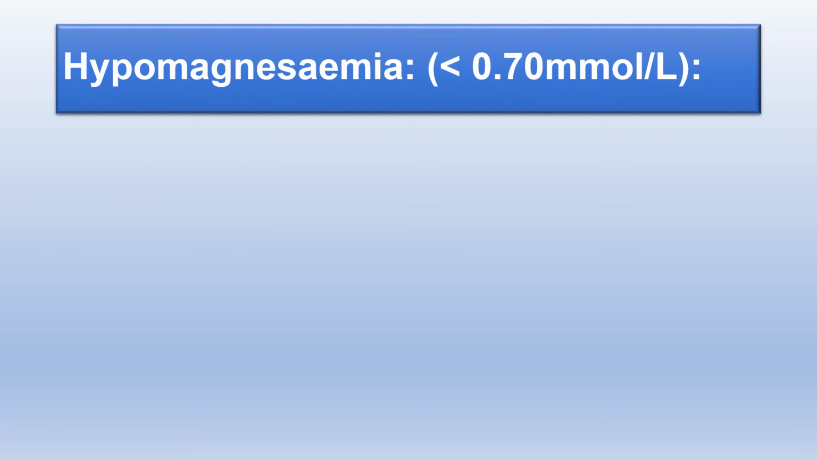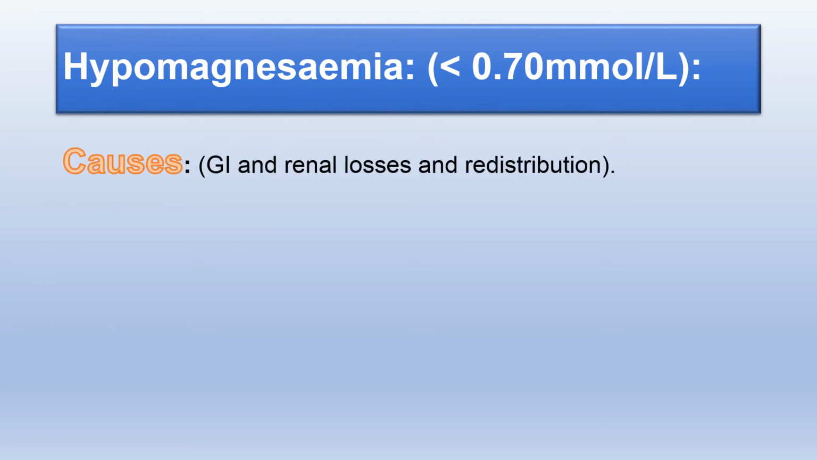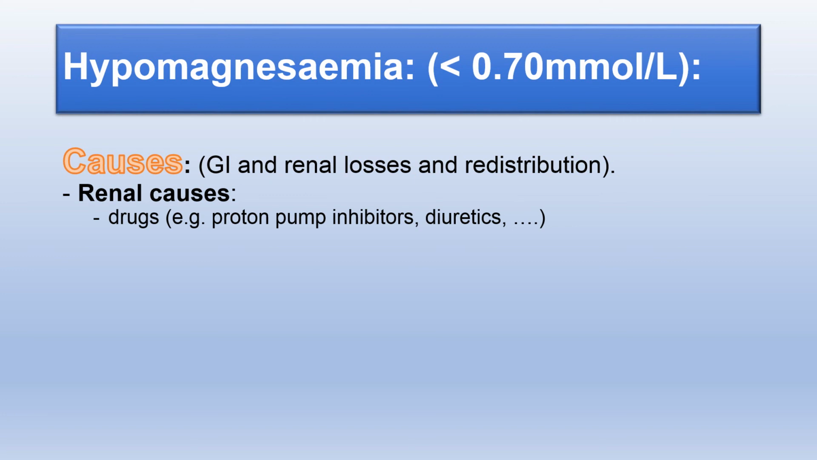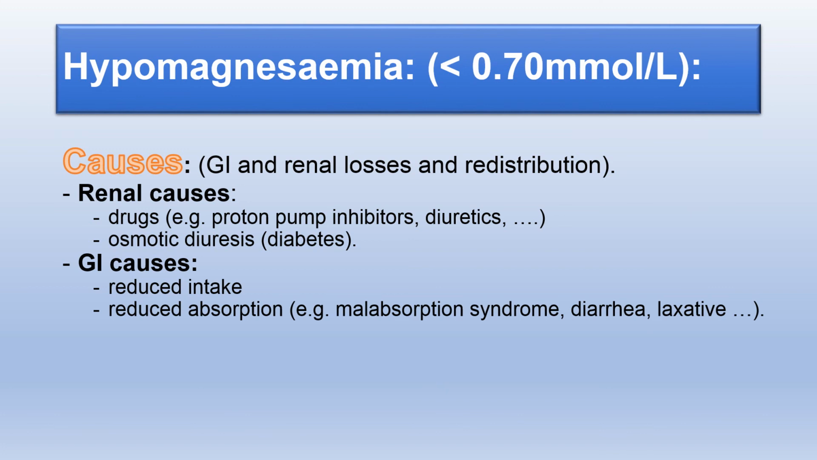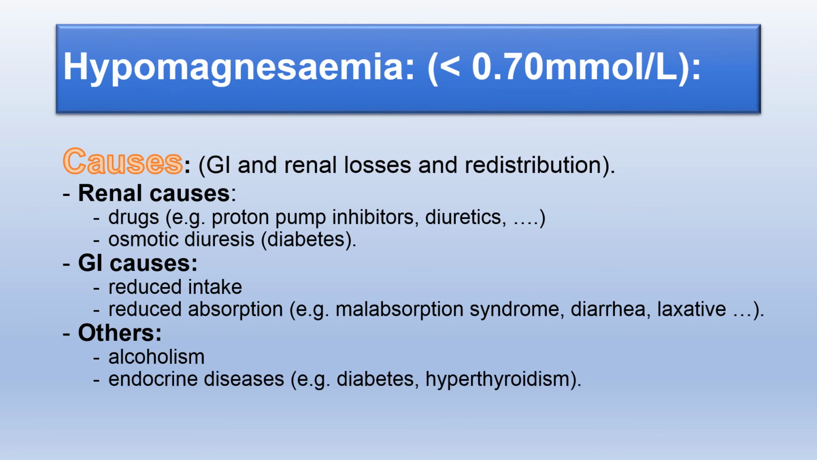Hypomagnesemia, less than 0.7 millimole per liter, causes GIT and renal losses and redistribution. Renal causes: drugs, proton pump inhibitor and diuretics, osmotic diuresis as in diabetes. GIT causes: reduced intake, reduced absorption, malabsorption syndrome, diarrhea and laxative. Others: alcoholism and endocrine disease such as diabetes and hypothyroidism.